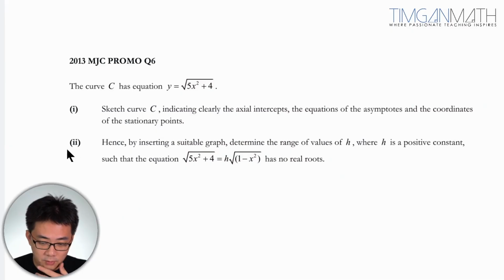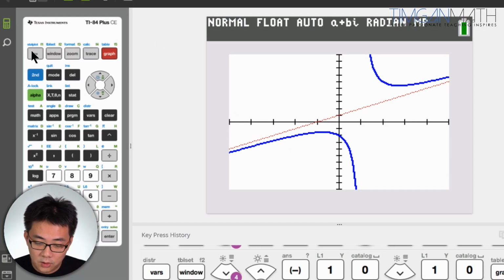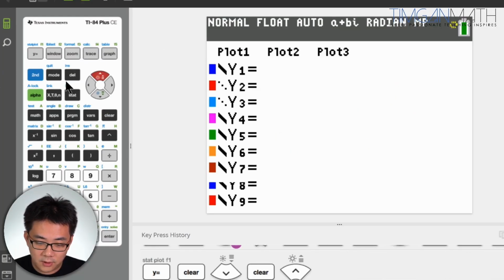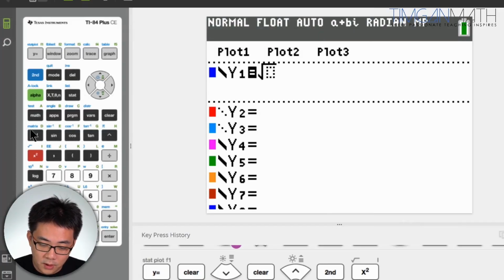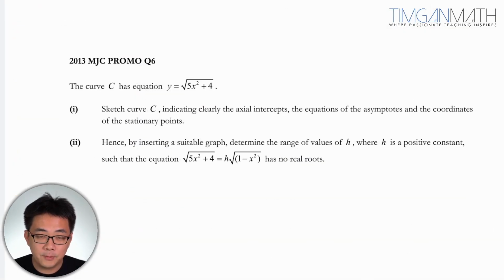So let's look at this question here, which was taken from the year 2013 MJC promo question 6. What you need to do is sketch this curve here. I think this part here is pretty interesting. You're told to write down the asymptotes and the coordinates.